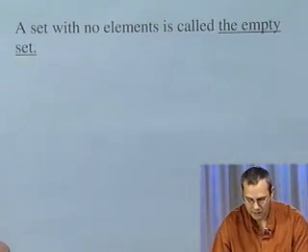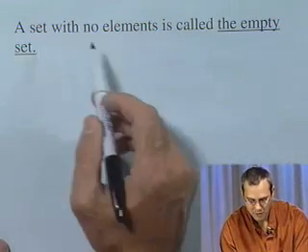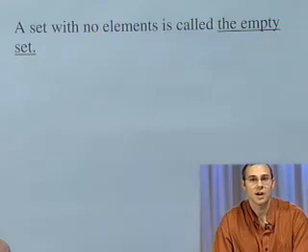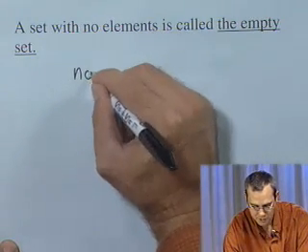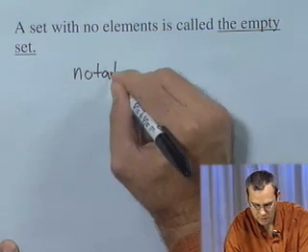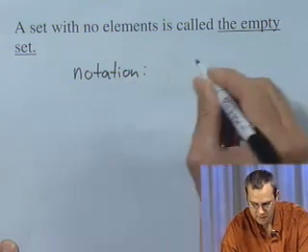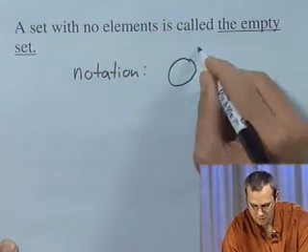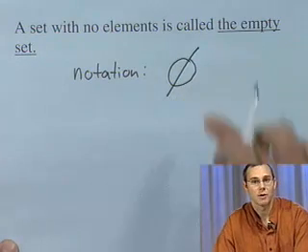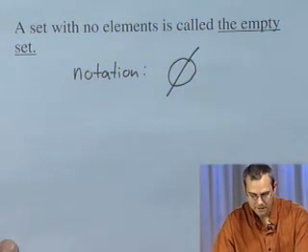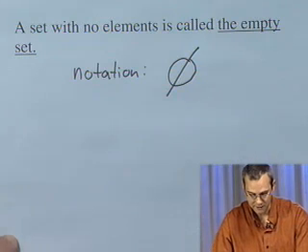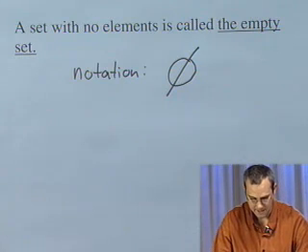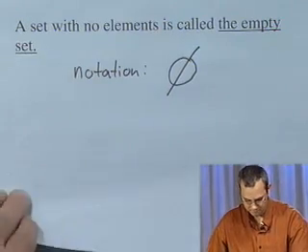Sometimes you're going to encounter a set with no elements. A set with no elements is going to be called the empty set. And the notation that we will use for the empty set is as follows. It's like a 0 with a line crossed through it. So this notation means the empty set, or the null set. There's nothing in our set. Okay, let's go on.